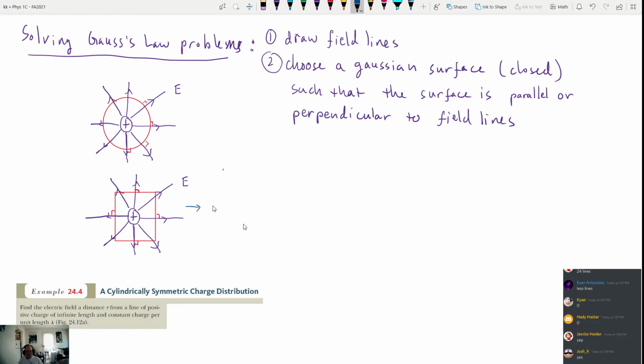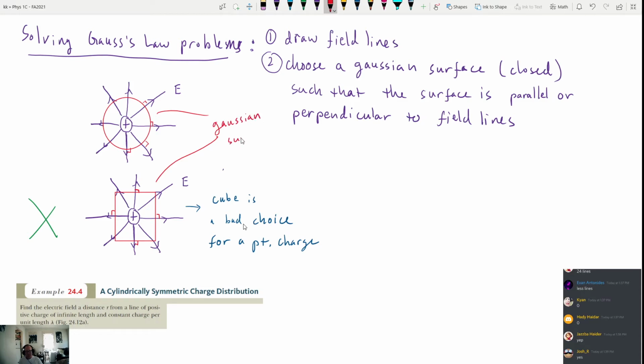This tells us that a cube is a bad choice for a point charge. It may be a good choice for other possibilities. It will be a good choice for other possibilities. We will see that later on. But for now, we can see that this would be a bad choice. Okay? All right, just to be really clear here, these things are what we're calling the Gaussian surface. It's the surface that you surround the system with.